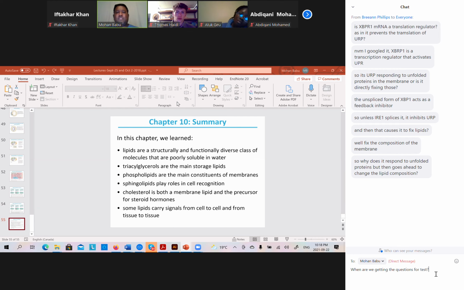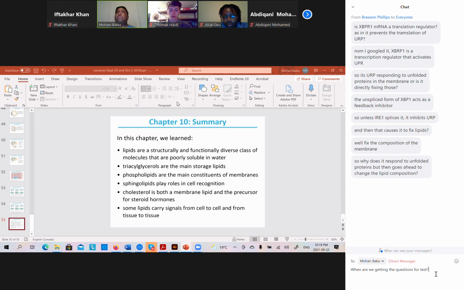Why does it respond to unfolded protein and go ahead to change the lipid composition? Well, that's a good question. Maybe there might be other genes involved in the sequential process, which we may not know about. I think that's quite possible. But I don't think the lipid composition is being changed. I think it's just a restoration of the membrane.